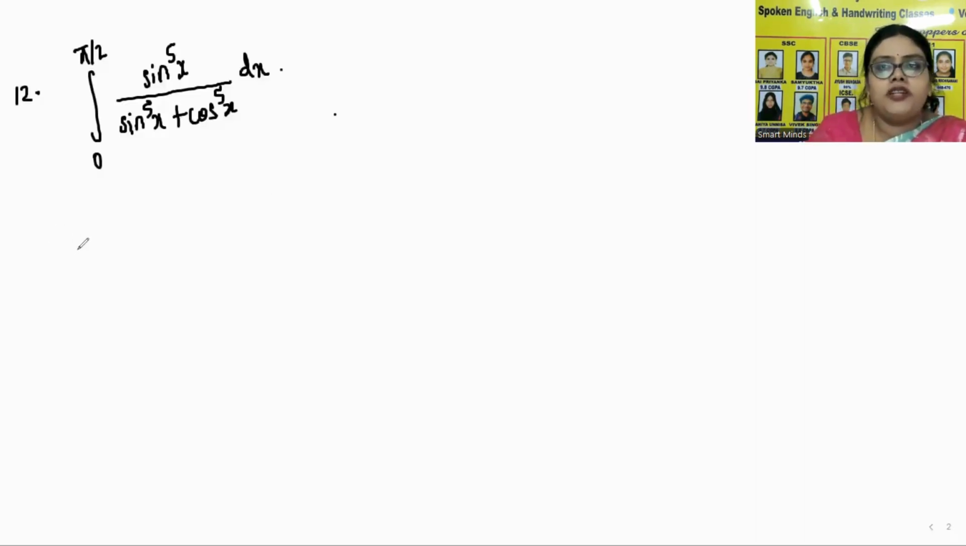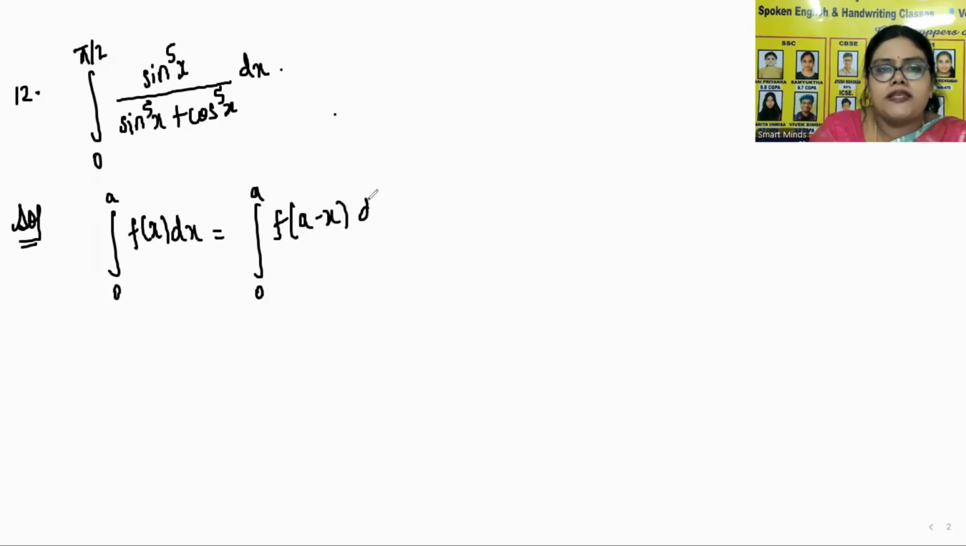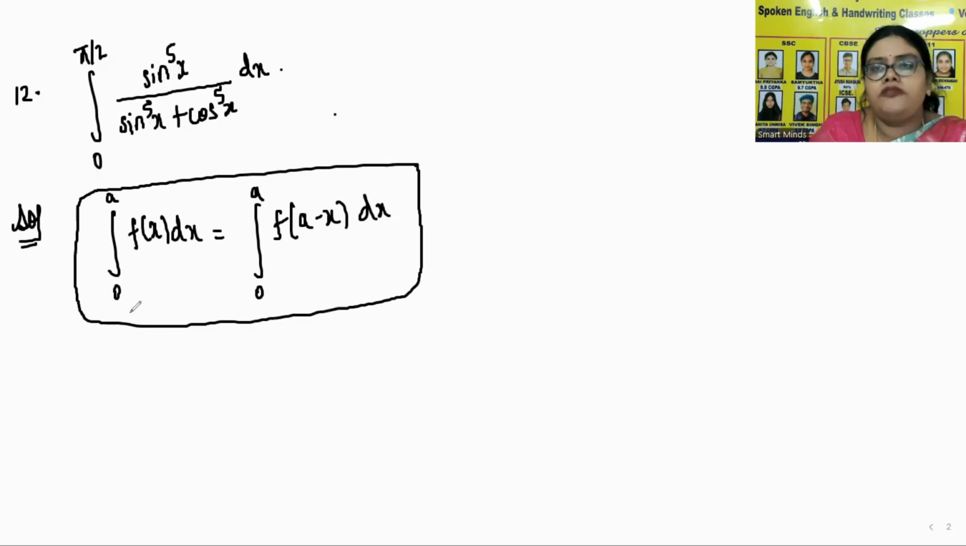Now take the next question. Integral 0 to pi by 2 sine power 5x by sine power 5x plus cos power 5x dx. So whenever a question is given on definite integrals and you have it in terms of sine and cos, we use a property here. What is the property? Integral 0 to a f of x dx can also be written as integral 0 to a f of a minus x dx. This is the most often used property of definite integrals.